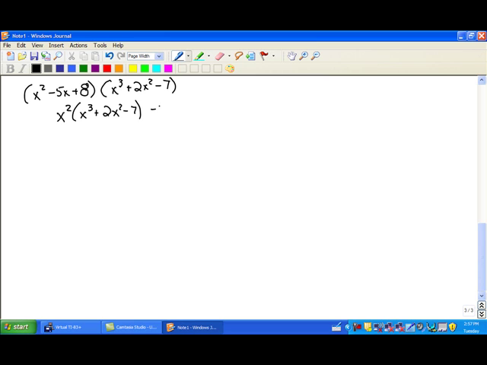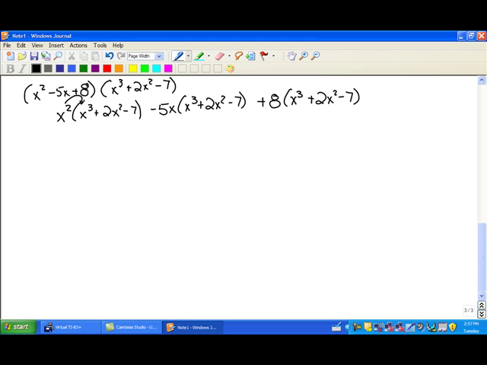Then we're going to have to turn around and do the negative 5x times the second parentheses. And then the positive 8 times the second parentheses. If you will write this step out, it should keep you a little bit more organized. And at this point, you just do your distributive properties.